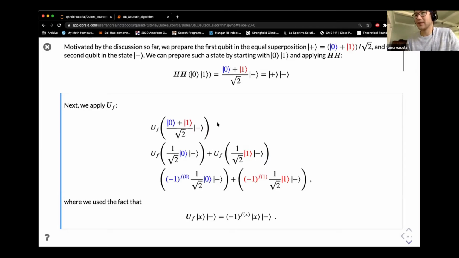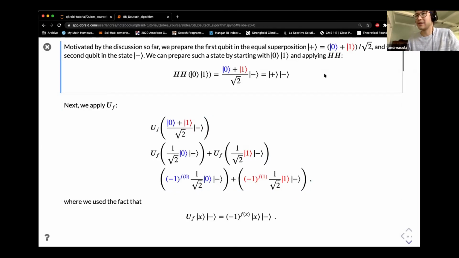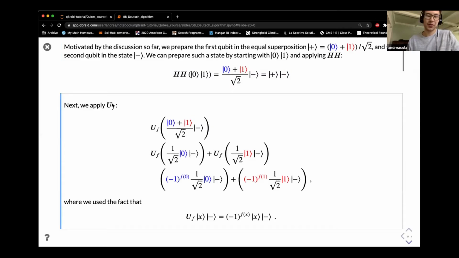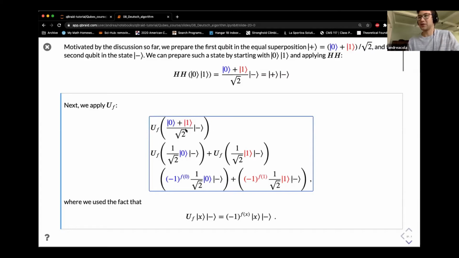So we were motivated by the two approaches we had before. The first approach was putting the first qubit in superposition, and the second approach was putting the second in superposition. Now we are going to put both of them in superposition. We're going to start the first qubit in ket plus and the second qubit in ket minus, which we can achieve with this simple calculation. The next thing that we do is we use our one query that we're allowed to use to U sub f. So U sub f applied to ket plus, minus is what I wrote at the top.